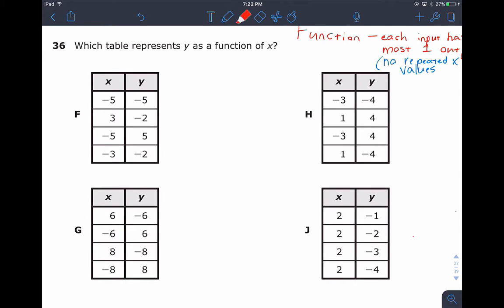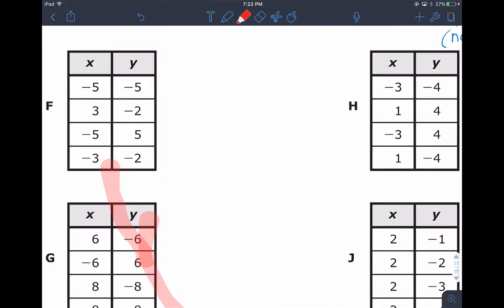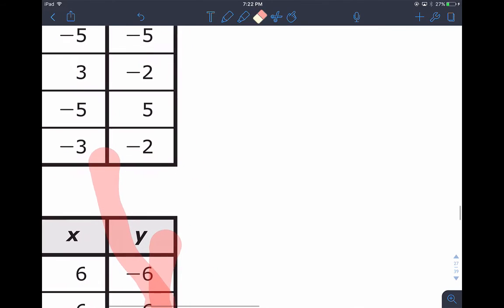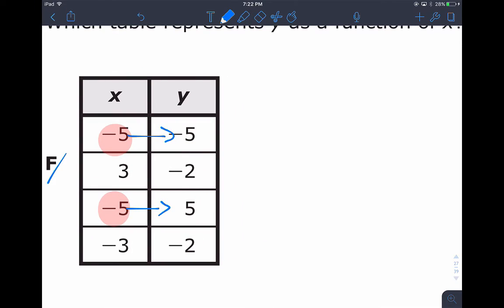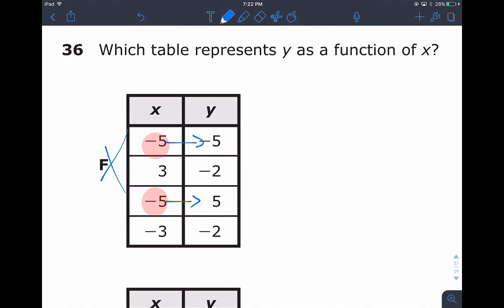So for example here, on f, if I can zoom in, that'd be lovely. It's just not working. All right, here we go. On f right here, notice they have -5 and -5 right there. That x value repeats. Notice here that -5 goes to -5 and then also to +5. So that means you have a repeated x value. That means that x value of -5 has two different output values. So this is not a function right there because of that repeated x value.